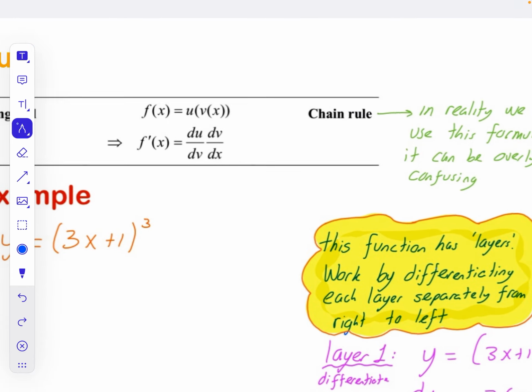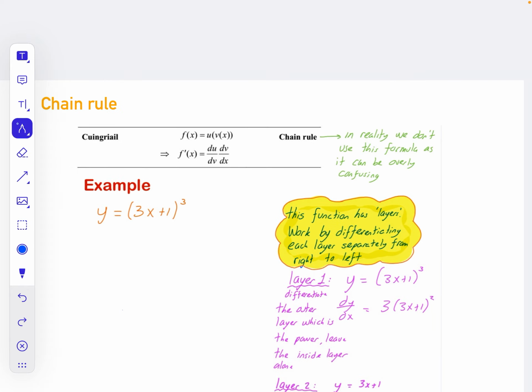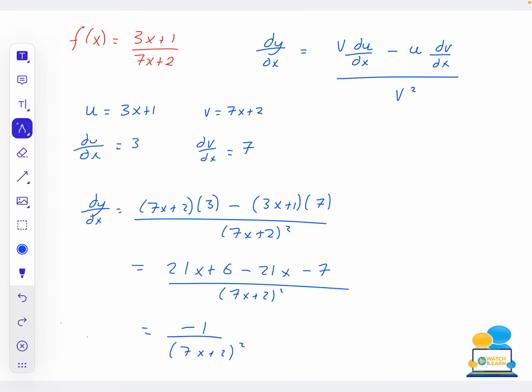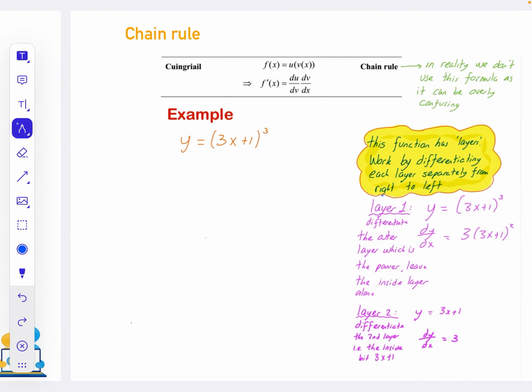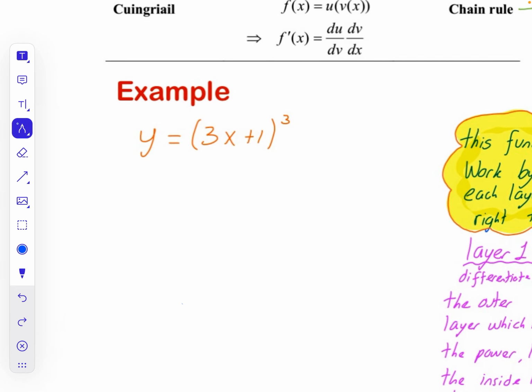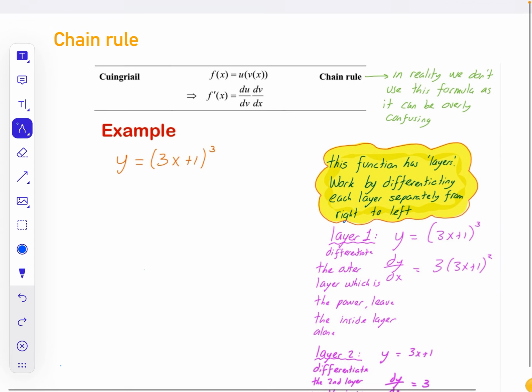So what we're going to move on to now is the chain rule, the third rule. The chain rule is given to you in your formula book on the same page, page 25. Is it page 20? Yeah, page 25, your formula book. In reality, we don't use this. It actually confuses things.